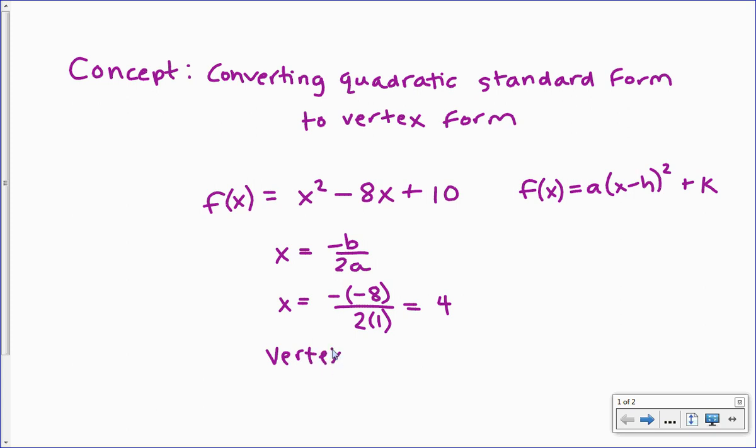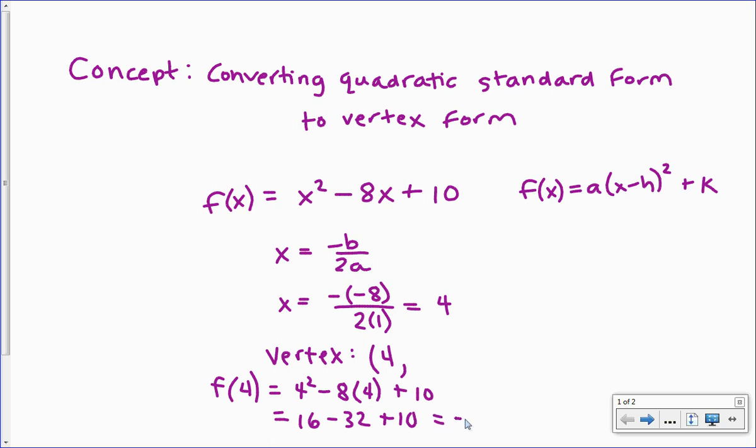In order to figure out the y value of the vertex, which is called k in our equation, I need to plug that 4 into the function and figure out what the output would be. So I'm evaluating f of 4 and figuring out that it's 4 squared minus 8 times 4 plus 10. 4 squared is 16. 16 minus 32 plus 10, that's negative 16 plus 10, so negative 6. So now I know that my vertex is located at positive 4, negative 6. I can now plug that in to the vertex form of the quadratic function.